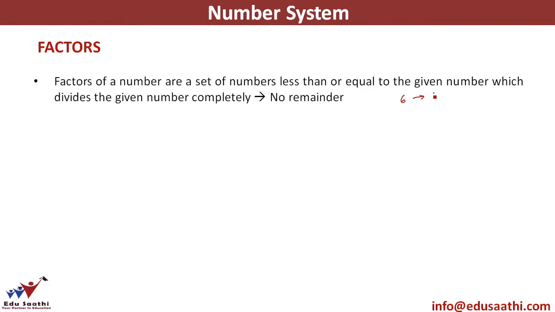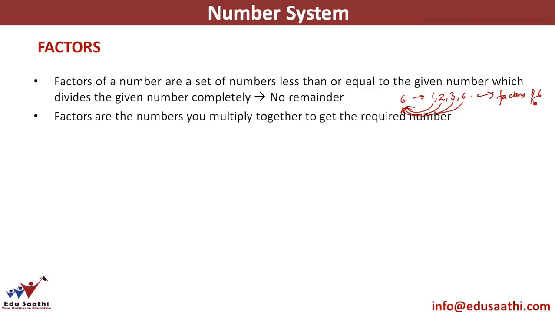Lesser than 6, there are numbers like 1, 2, 3 and 6 which divide 6 completely. So 6 is divisible by 2, 6 is divisible by 3, 6 is divisible by 6. So these numbers do not leave a remainder. These 4 numbers that you have are known as factors of 6.